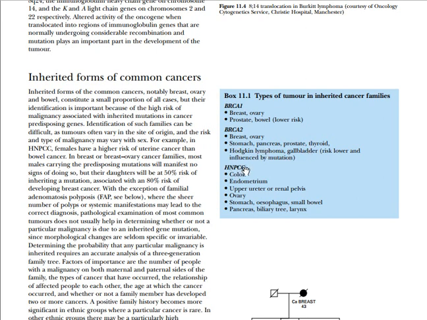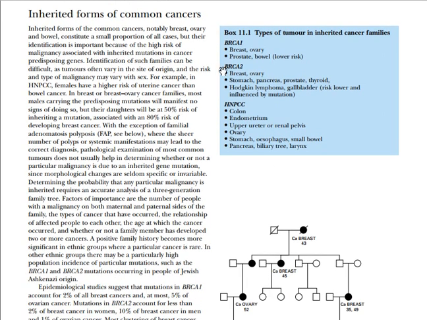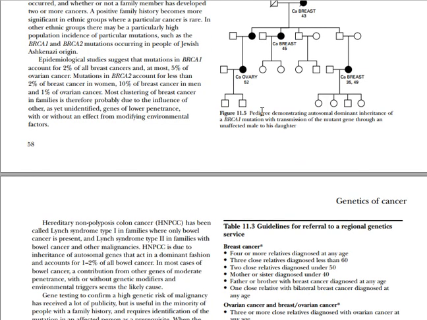And hereditary non-polyposis colonic cancer, you have colon cancer, endometrium, upper ureter or renal pelvis, ovaries, stomach, esophagus, small bowel, pancreas, and all this. So mostly the colon, hereditary non-polyposis colonic cancer.